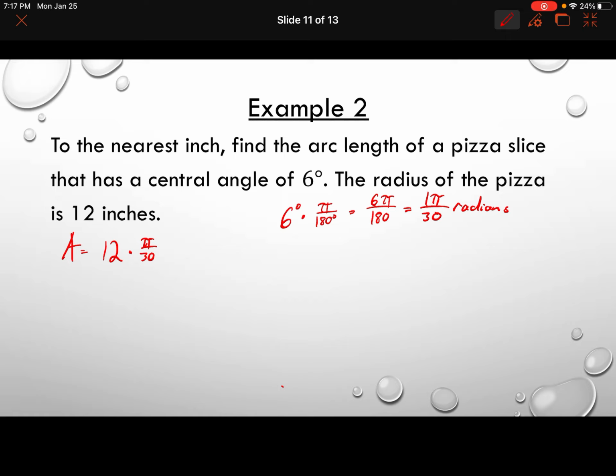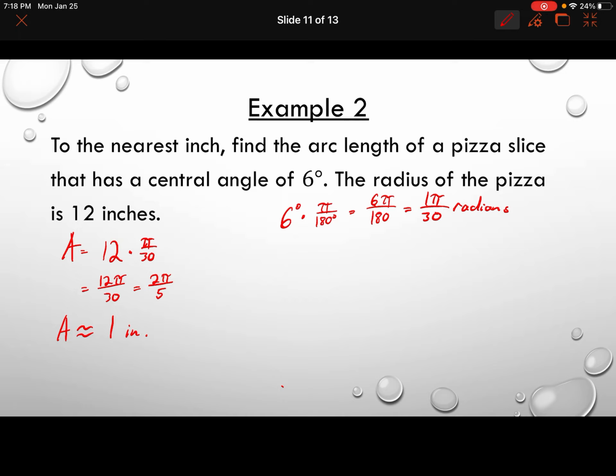Okay? So now we just multiply. Well, let's see. So this is 12 pi over 30. I can simplify that fraction a little bit. 6 goes into 12 twice. And 6 goes into 30 5 times. So the simplified fraction would be 2 pi over 5. But now let's plug it into a calculator and get an answer. To the nearest inch. Okay, so to the nearest whole number, it's 1 inch.